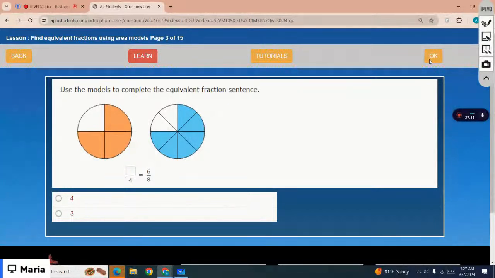Use the models to complete the equivalent fraction sentence. Equivalent fraction sentence. 6 out of 8 equals.